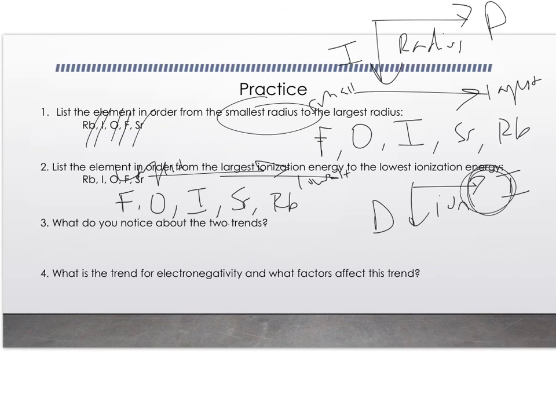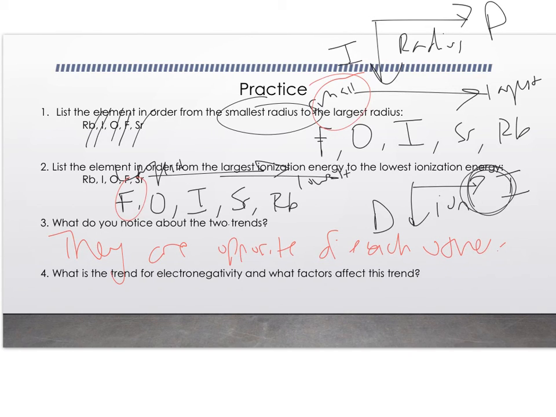So what do you notice about the two trends? They are opposite of each other. Okay, that's because the larger the radius, the less energy it will take. The smaller the radius, the more energy it will take to remove that electron from that shell, because it's not going to want to leave it.